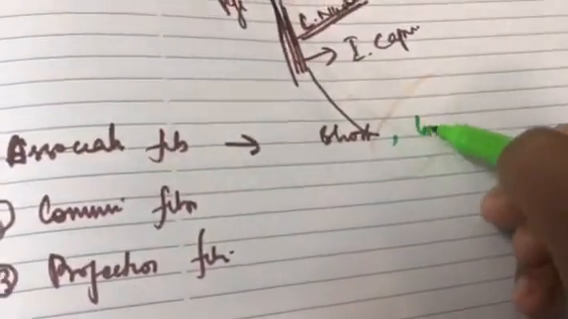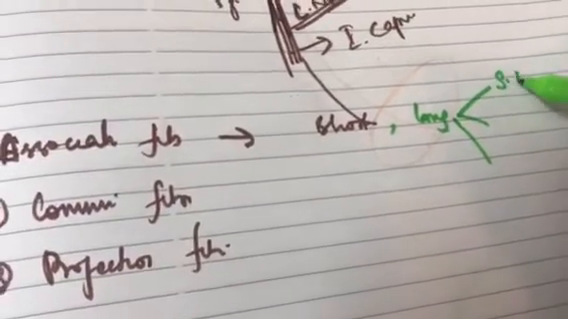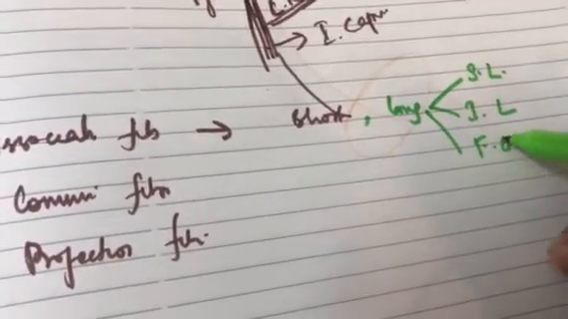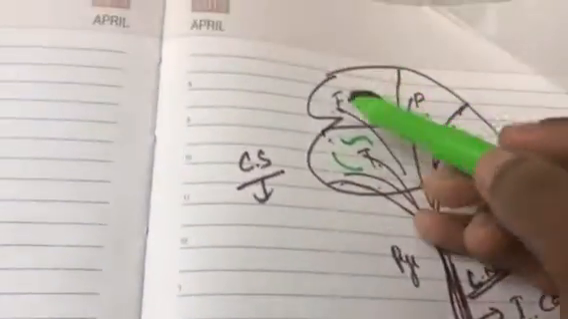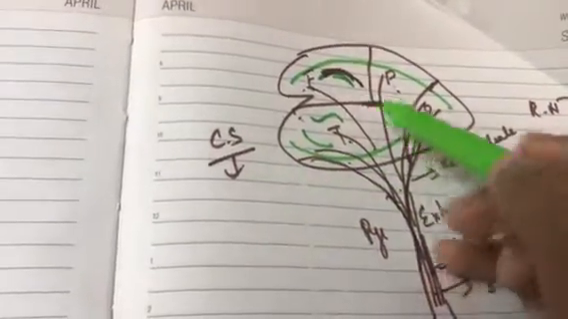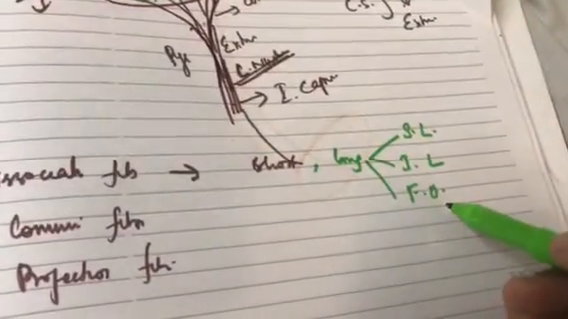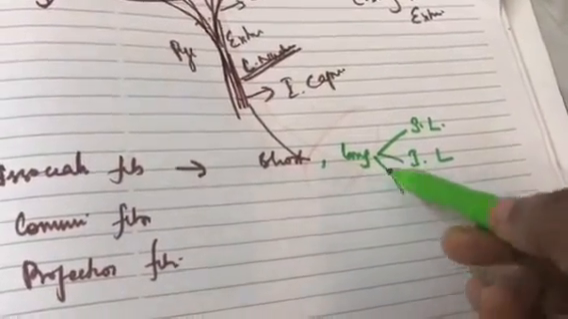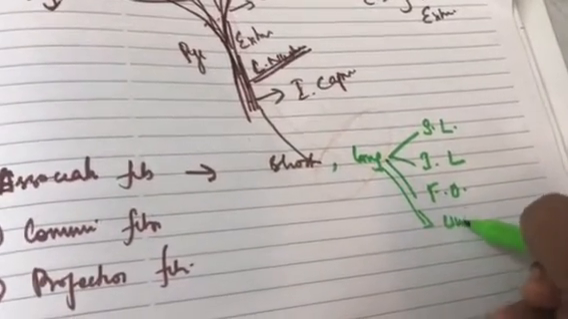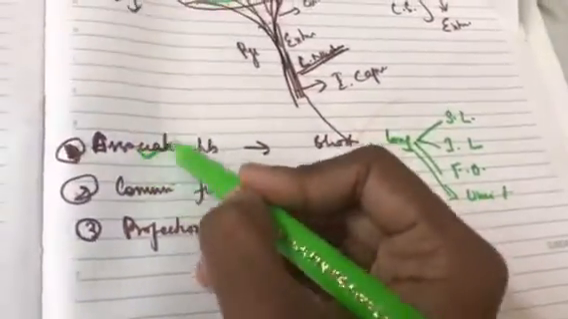And you have long association fibers also. Long association fibers, examples: superior longitudinal fiber and inferior longitudinal fiber, and from frontal to occipital lobe the fibers are going. Superior longitudinal means it will be going from here to here, inferior longitudinal means here to here, and from the frontal to occipital the fibers are going. That is called fronto-occipital fibers. And uncinate fasciculus. Many are there, at least 4 you should write. These are all called long association fibers.